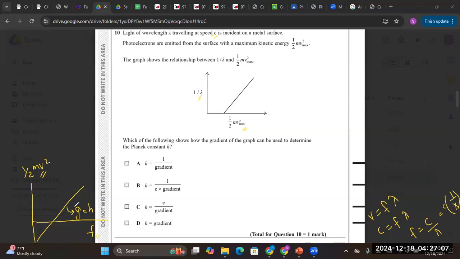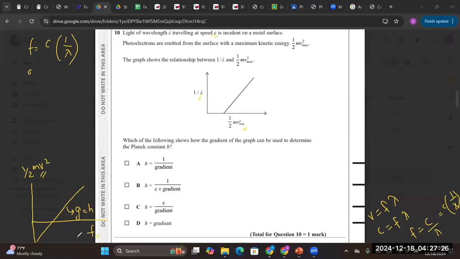C multiplied by 1 upon lambda is the same thing. You get c upon lambda. So we can see that frequency is equal to, so that's the first point, frequency is equal to C divided by 1 upon lambda. Okay. Now, the gradient, let's start with discussing over here.